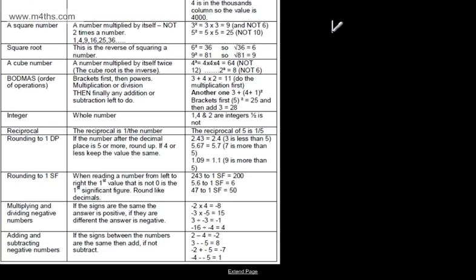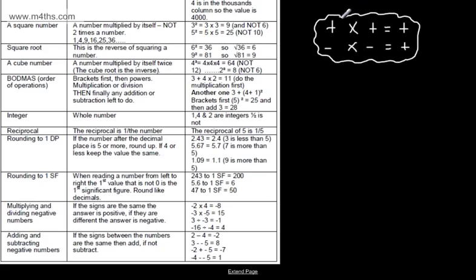So if we have a positive multiplied by a positive, we end up with a positive answer. If we have a negative multiplied by a negative, we end up with a positive answer. I'm going to bracket these off. If the signs are the same, we're going to end up with a positive number. If they're different, we're going to end up with a negative number. So a negative multiplied by a positive, this too gives us a negative.